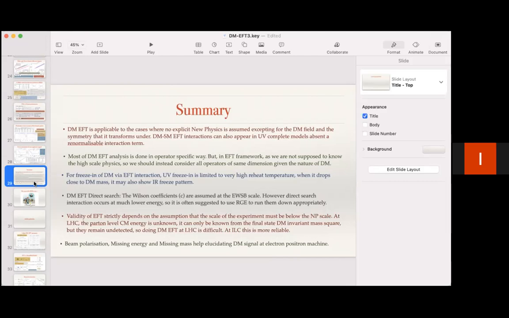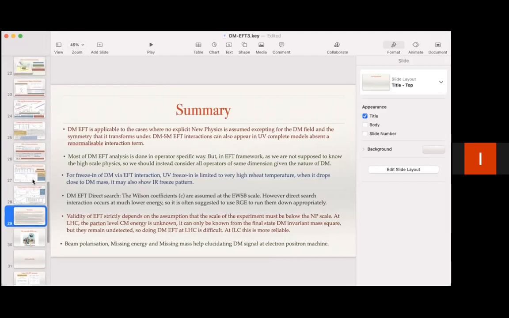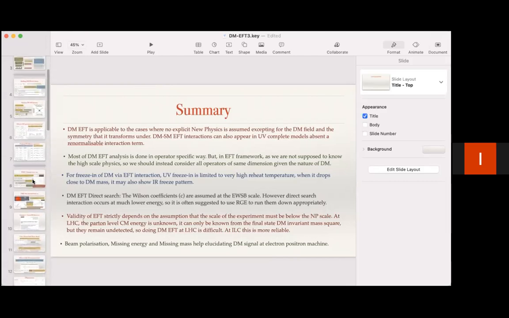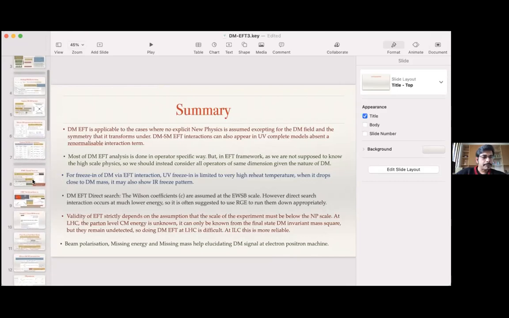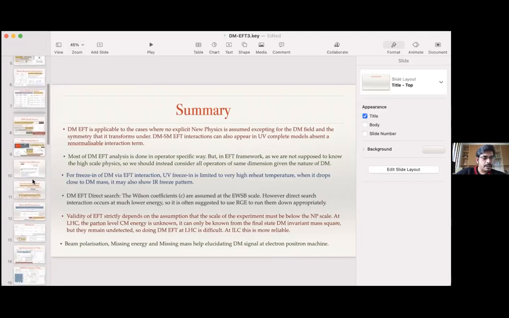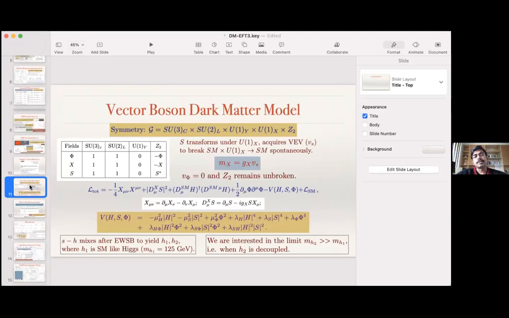Sir, can you go to the slide where you have described the model part, the first model? Yes, correct. Absolutely. Let's go to this. Is it this?